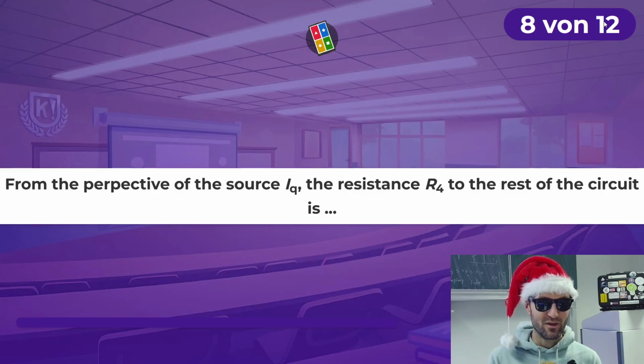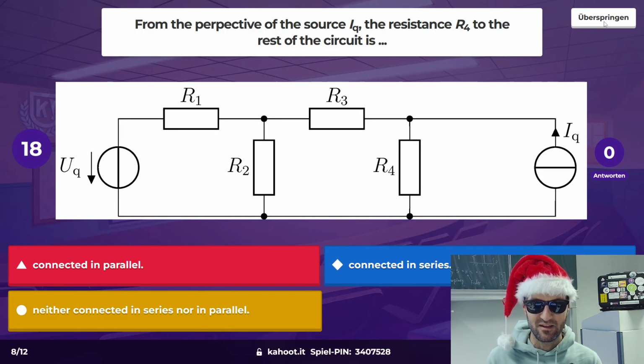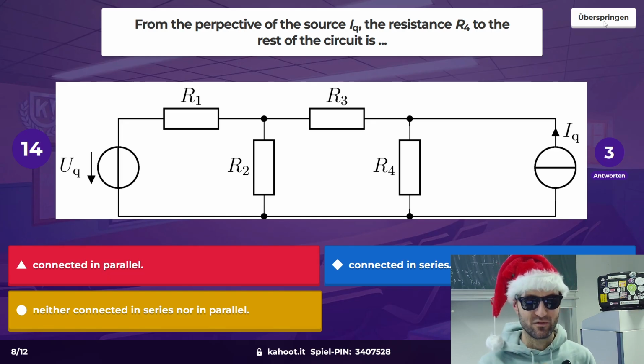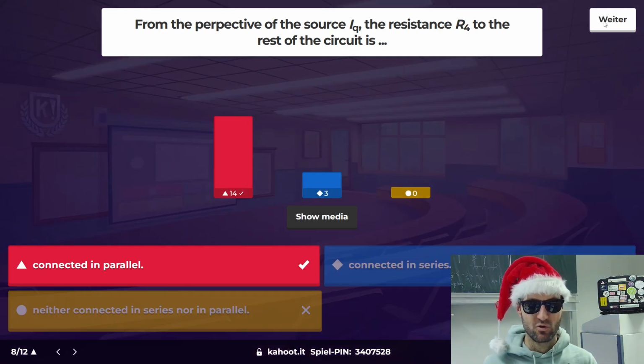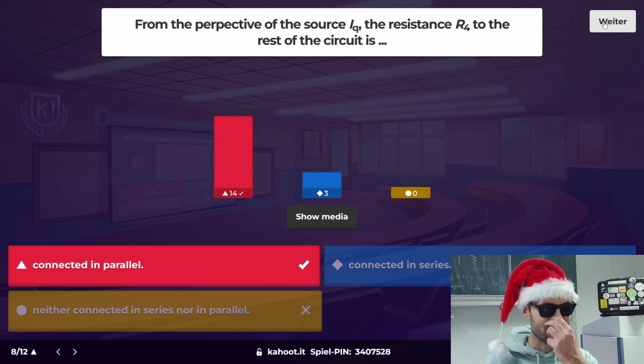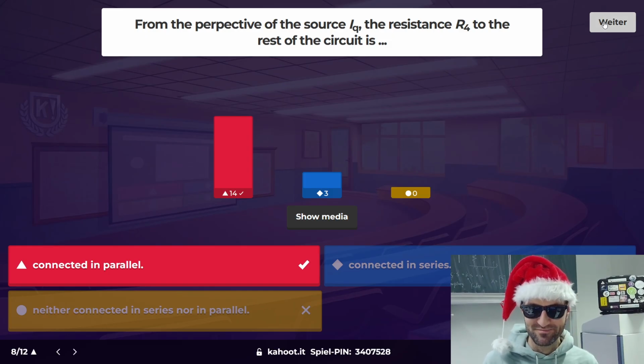Now we are looking from the perspective of the current source and are asking, how is the resistor R4 connected to the rest of the circuit? Looking from the current source, the resistor R4 to the rest of the circuit is connected in parallel, of course. Excellent. So some question that now could also be answered by some quiz wiseness.